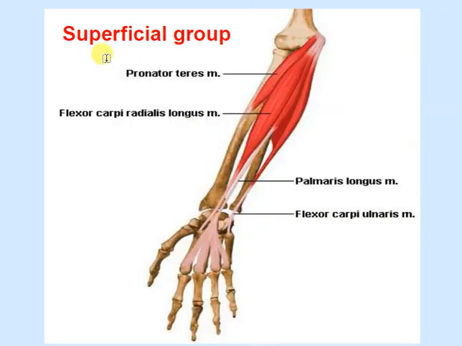So as you can see, the superficial group of muscles you can see here, the palmaris longus muscle, it flexes the palmar. Then we have the palmaris longus, its tendon is attached to all of these phalanges. Then you have the flexor carpi radialis longus, then flexor carpi ulnaris. Then we have the pronator teres muscle.